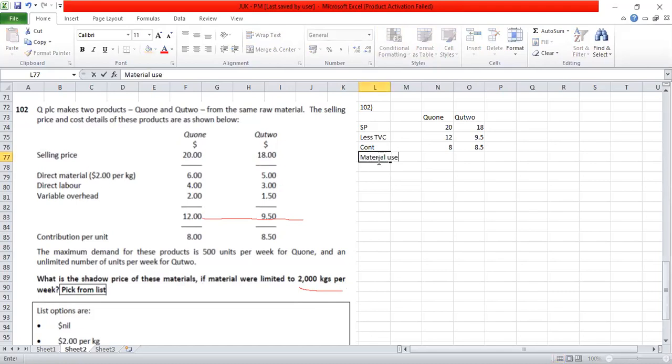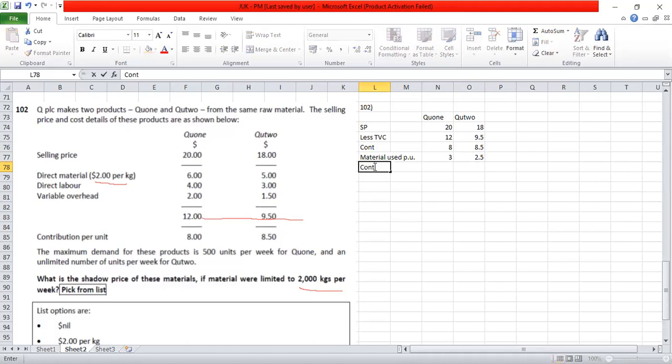Material used for every single unit, because all these are per unit basis. Material used per unit of the product. How do we know? Availability is 2000 kgs. How do we know how much material is required? Here we see direct material cost is given as 6 and 5. How did we arrive at that 6 and 5? By calculating the material cost as 2 per kg. At the rate of 2 per kg, when the cost is calculated, it comes out to be 6. So how many units of material was used? The units of material used was 6 divided by 2. So they required 3 units. But in case of Q2, we see that it is 5 divided by 2, 2.5.